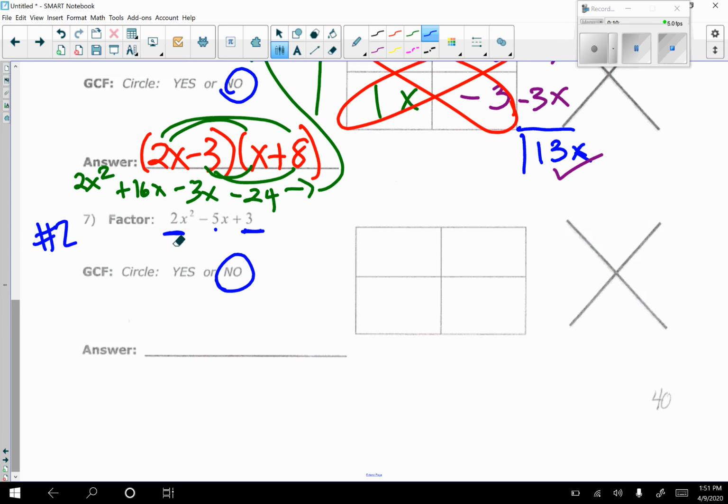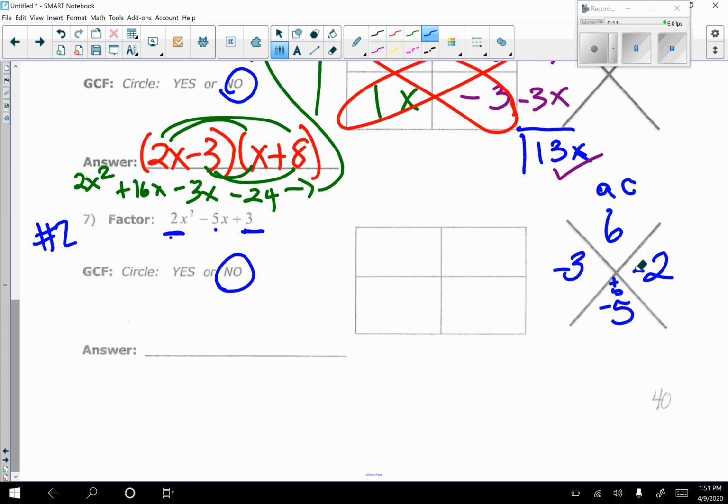Before, when we set it up, we would find two things that multiply to C and add to B, right? But now we have to include our A. So we have to find two things that multiply to AC and add to B. Okay, so AC is 2 times 3, that's 6. So we have to find two things that multiply to 6 and add to negative 5. Well, 3 and 2 multiply to 6. How do I make it negative? Well, they both have to be negative.